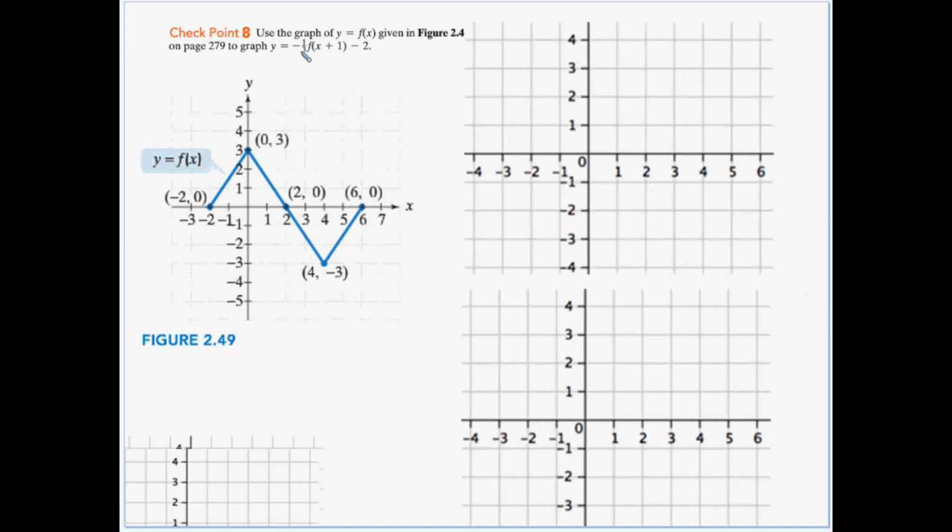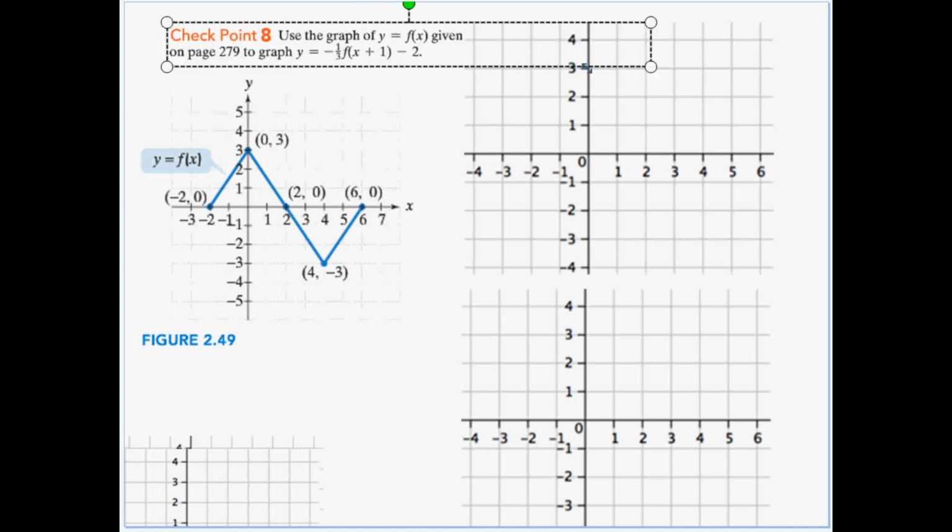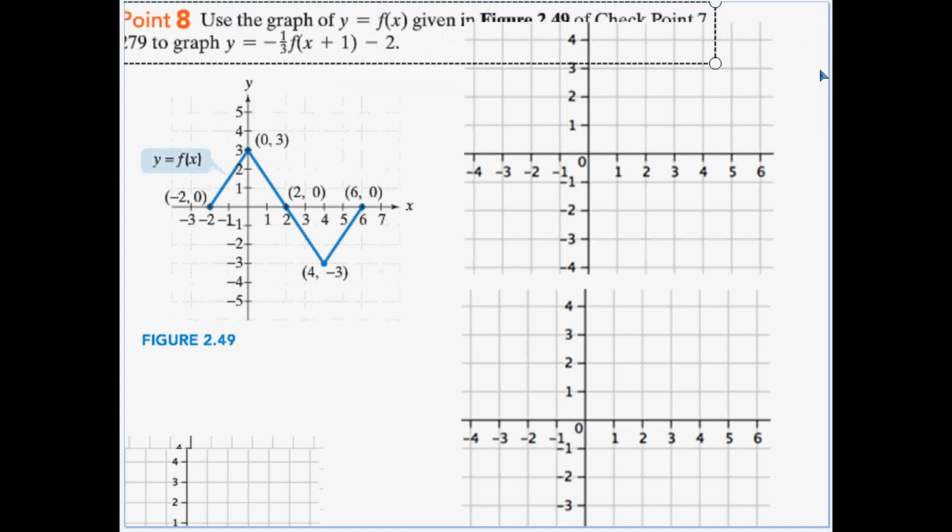Okay, here is our function. I should have made that a little bit bigger. There we go. All right, order of operations. First, horizontal. We are going to move it left or right 1 unit. The plus means we're going to move it to the left.